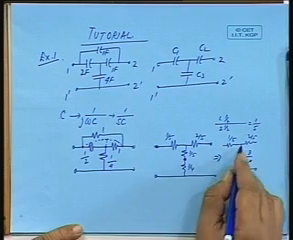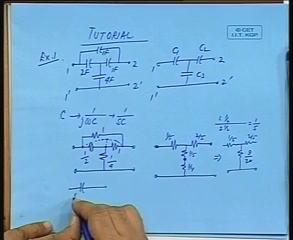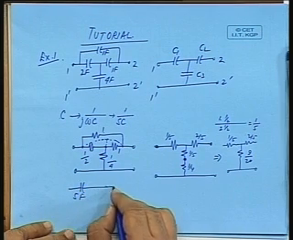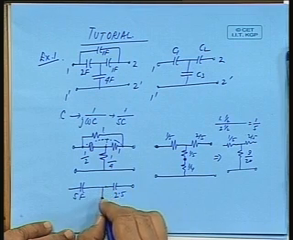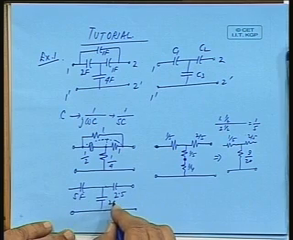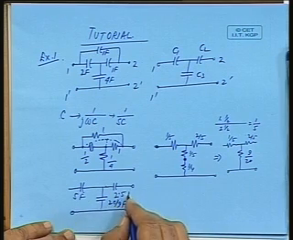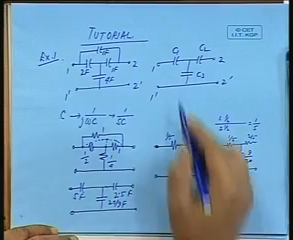So, take the inverse of these, that will give you the equivalent capacitances: 5 farads, 2.5 farads and 20 by 9 farads. Okay. So, these are the 3 equivalent capacitances.